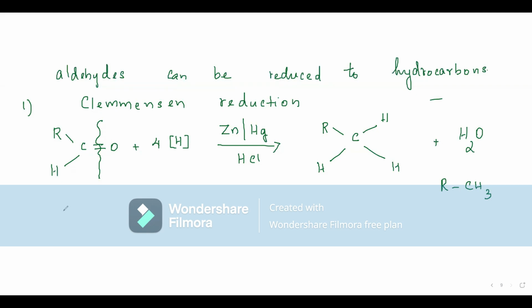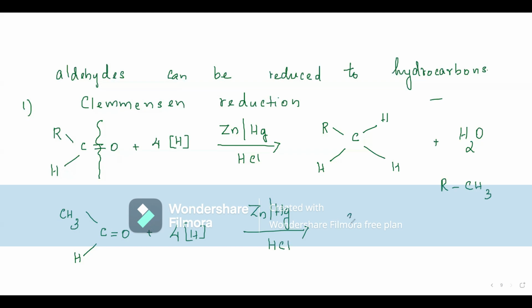Let us take, say, acetaldehyde here, CH3CH double bond O. Treat this with zinc amalgam in concentrated HCl.